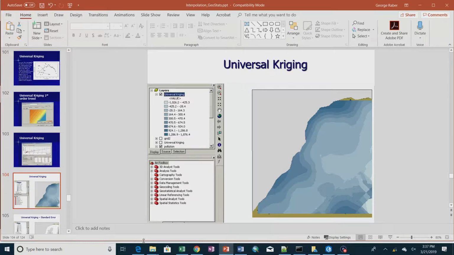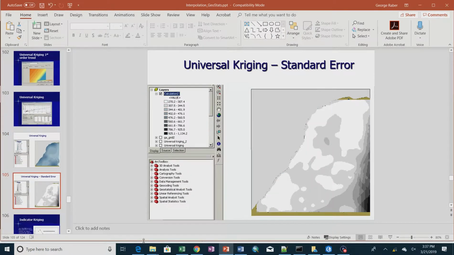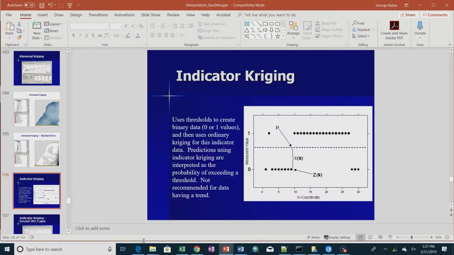It probably would be better, and I think more appropriate, because there is this undulation in the data, to use a second order trend surface there. Here's the standard error. Notice how high the error gets down here in this area. Now we're talking up into the 1000s.